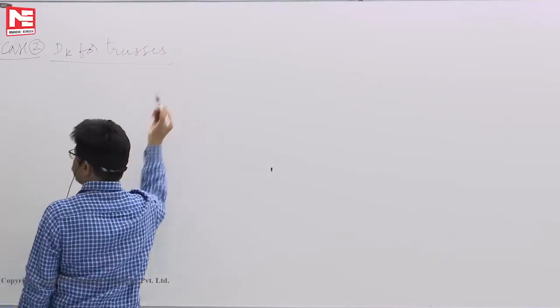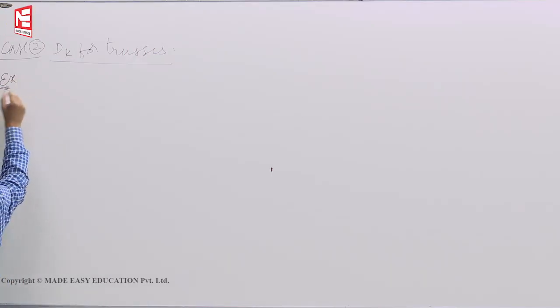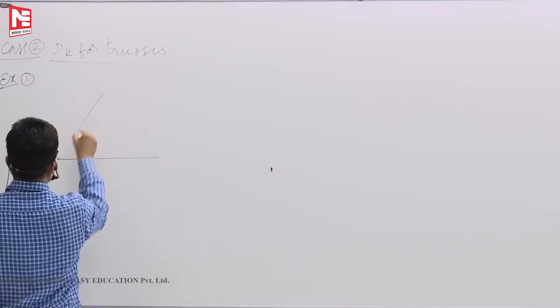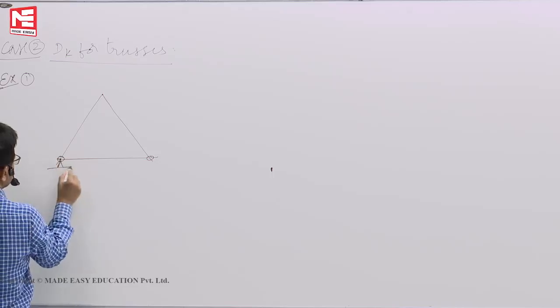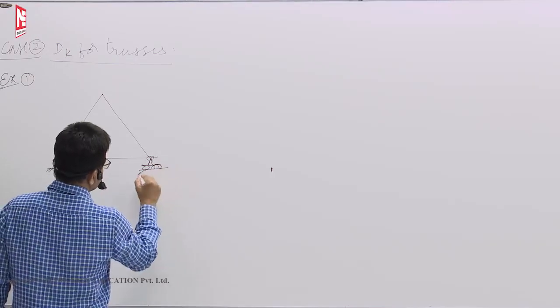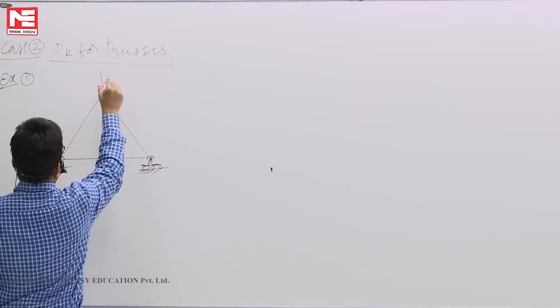Kinematic indeterminacy for trusses. Example. Assume that we have a truss like this. Simple truss we are taking. Here is a hinge support. Here it is a roller support. And assume that you have applied some load W.